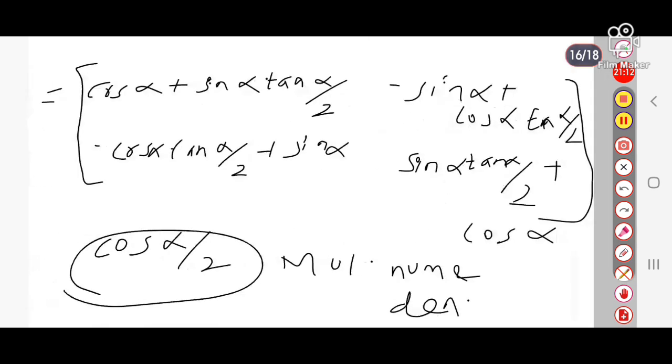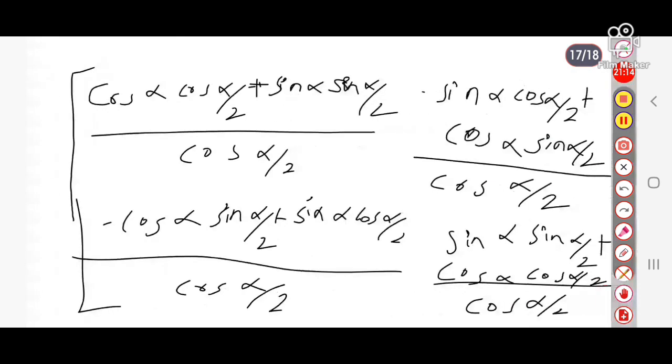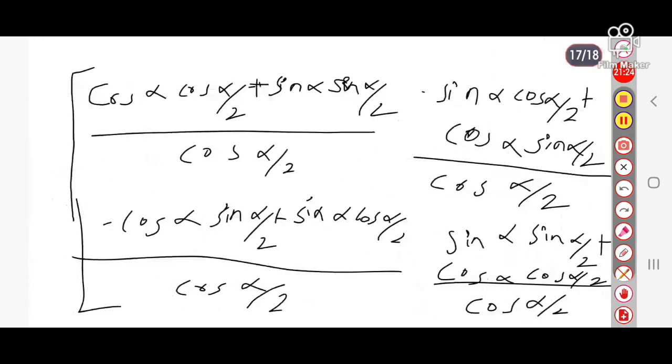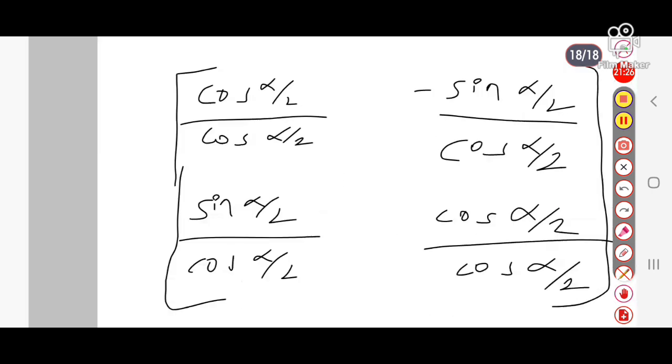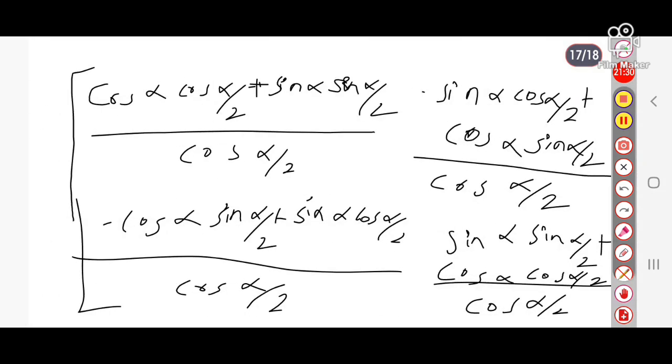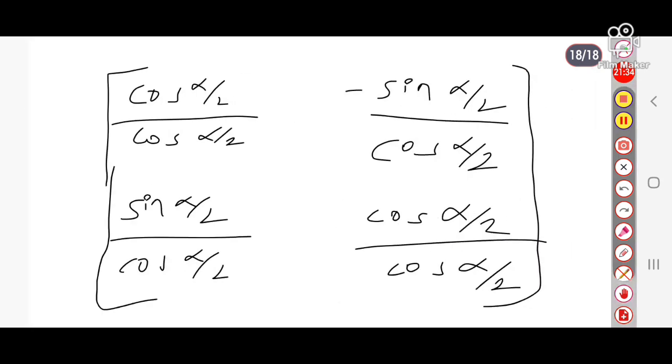Similarly over here the second one, minus cos alpha sin alpha by 2 plus sin alpha cos alpha by 2 by cos alpha by 2. Similarly, this again yields the value of cos alpha by 2 by cos alpha by 2. This denominator cos alpha by 2 remains the same for everyone. So the numerator cos alpha by 2 plus sin alpha by 2 will yield you cos alpha by 2.